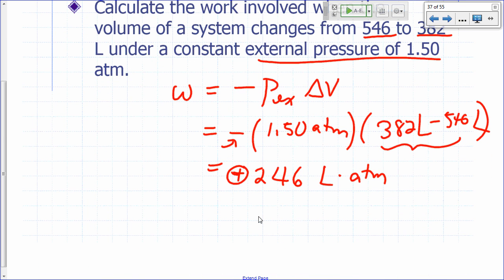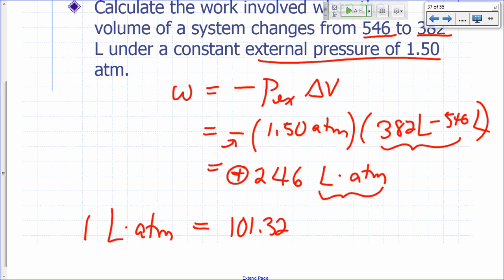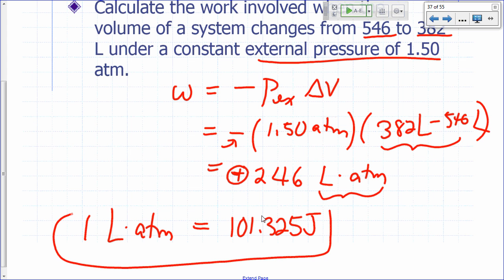Okay? So a pressure unit times a volume unit, liter times atmosphere, is a unit of energy. So what is that in joules? You can show that 1 liter times atmosphere is equivalent to 101.325 joules. So it's a good conversion factor to know.